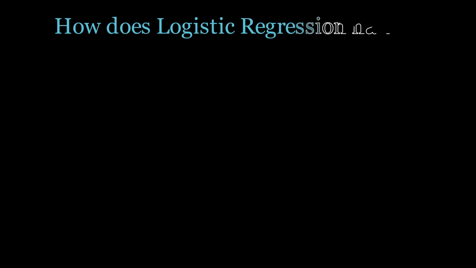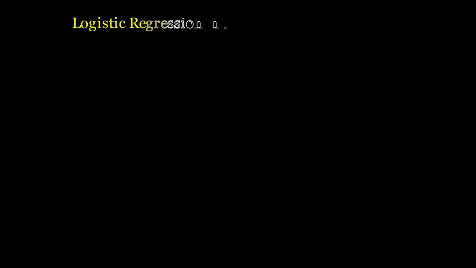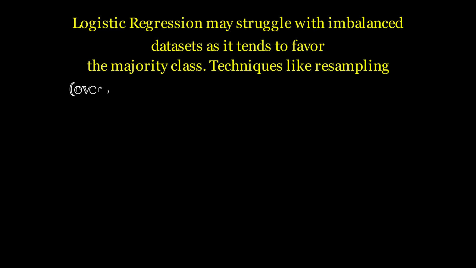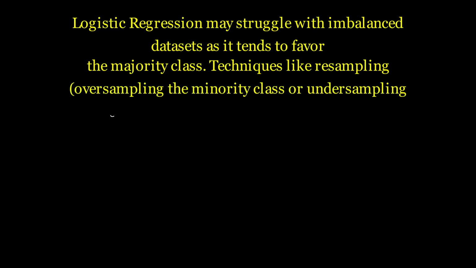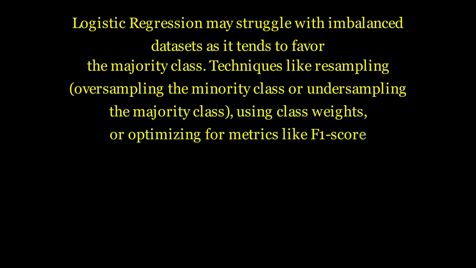How does logistic regression handle imbalanced datasets? Logistic regression may struggle with imbalanced datasets as it tends to favor the majority class. Techniques like resampling, oversampling the minority class, or undersampling the majority class, using class weights, or optimizing for metrics like F1 score can help address this issue.